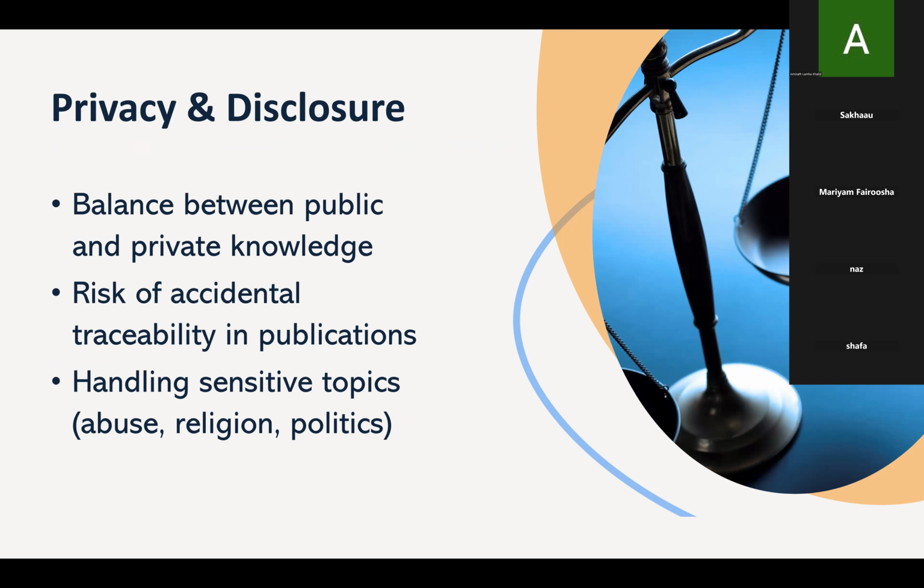I think we have talked about confidentiality and anonymity, privacy and disclosure. Again, we have talked about public and private knowledge, and the risk of accidental traceability, so ensuring that it cannot be traced back to the participant. And then you need to also ensure that you handle sensitive topics like abuse, religion, politics sensitively.